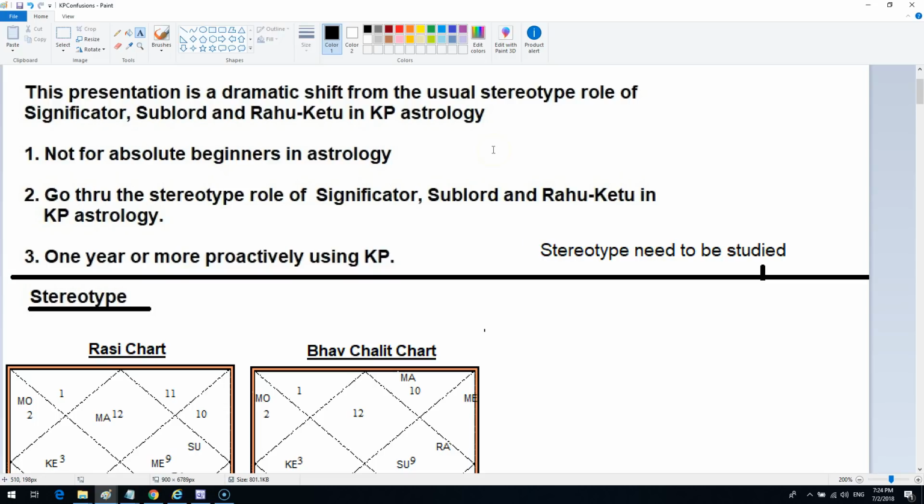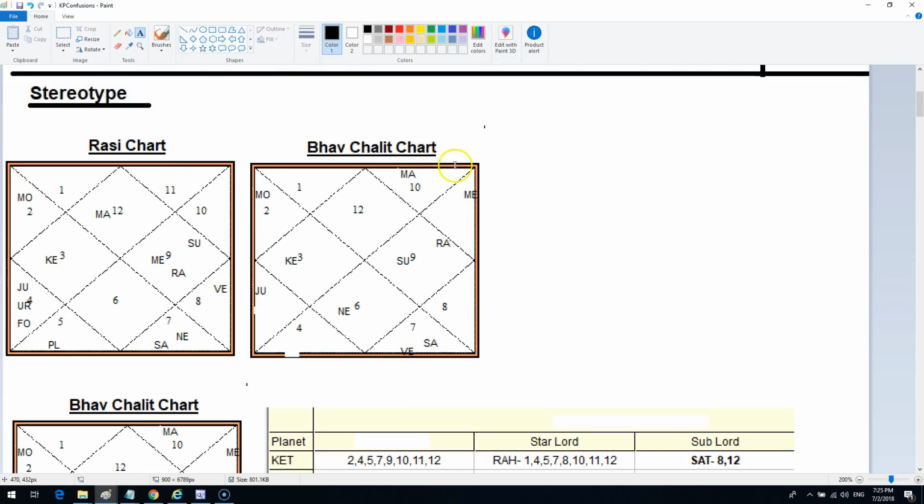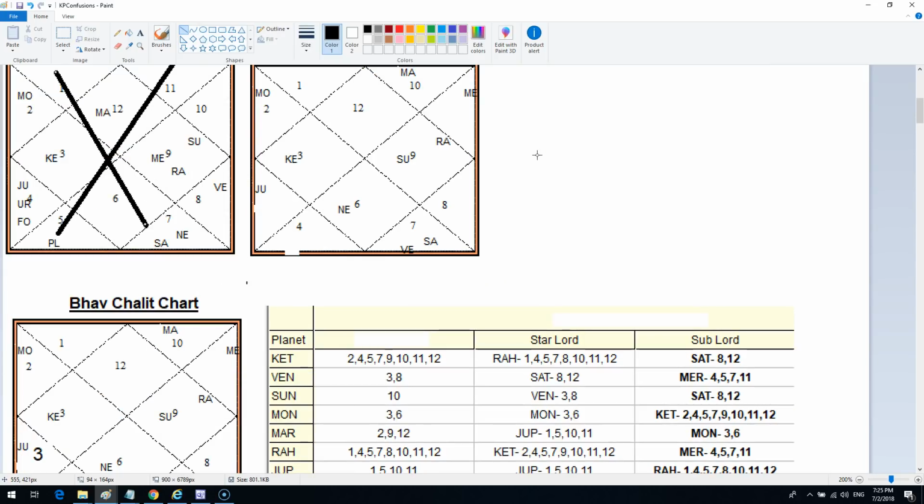So first, let's quickly take a look at what I mean when I say the stereotype principles or the rules that KP books usually discuss. This is an example horoscope, and we are not going to take the Rashi chart because in Krishnamurti Paddhati the Bhav Chalit chart is taken. So we'll have our focus on the Bhav Chalit.